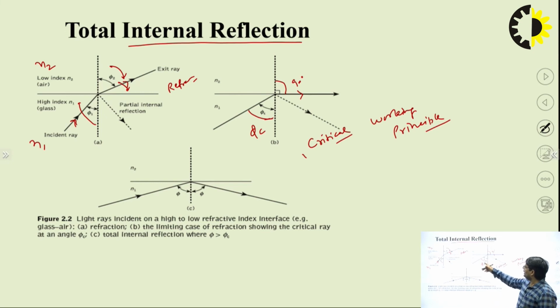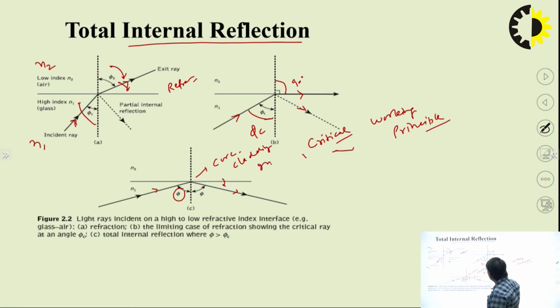When the angle of incidence is greater than this critical angle, total internal reflection will occur, and the ray will be reflected back in the same medium. So when the incident ray makes an angle greater than the critical angle, it will be reflected back into the same medium and will propagate through the fiber. This point is at the core cladding interface. The reflection occurs from the core cladding interface of the optical fiber cable.